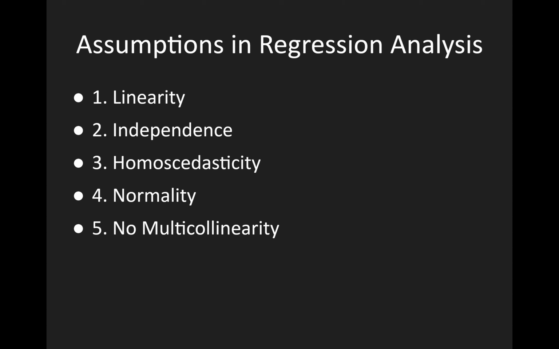Then homoscedasticity, which is a constant variance of errors across all levels of independent variables. Then is normality. So errors are normally distributed. Then no multicollinearity. So predictors are not highly correlated with each other. So violation of these assumptions can impact the reliability and the interpretability of the regression model. Diagnostic tests and transformations are commonly used to address such issues.